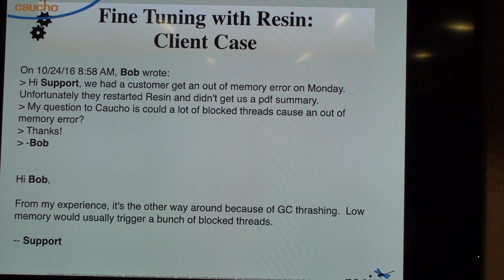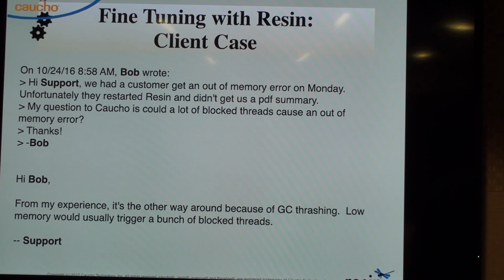A typical case might come in and say, hi support, we had a customer get an out of memory error on Monday. Unfortunately, they restarted Resin and didn't get us a PDF summary. My question to Caucho is, could a lot of blocked threads cause an out of memory error? That's one of the typical ones. We don't really have a lot of information to give you, but can you tell us why our application restarted? Support at the time said, from my experience, it's the other way around because of garbage collection thrashing. Low memory would usually trigger a bunch of blocked threads.